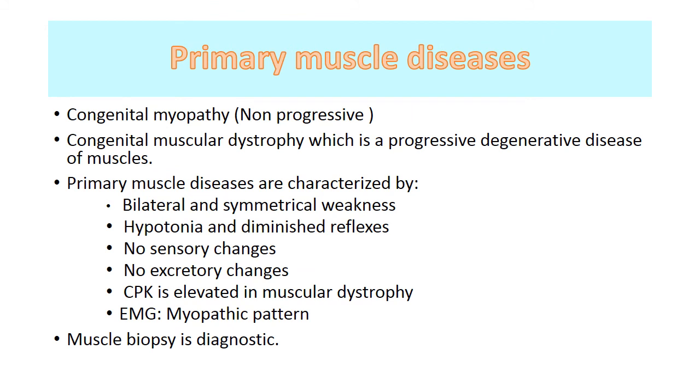Primary muscle disease like congenital myopathy and congenital muscular dystrophy could be a cause for generalized hypotonia in the first year of life. The muscle diseases are characterized by bilateral and symmetrical proximal weakness, hypotonia and diminished deep tendon reflexes, no sensory changes or excretory changes. The CPK is elevated in congenital muscular dystrophy, and EMG will show myopathic pattern.